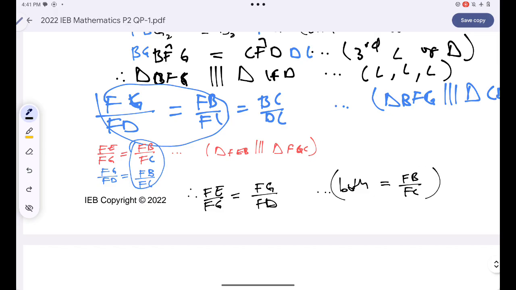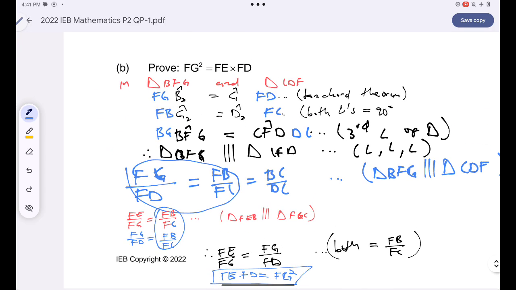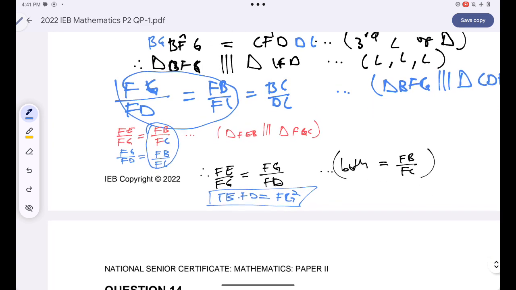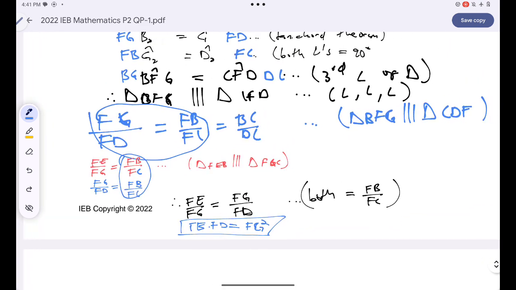I can therefore cross multiply, and then I'll have FE multiplied by FD is equal to FG times FG, which is just FG squared. So I've proven the statement that FG squared is equal to FE times FD. That's how you would have dealt with this question.